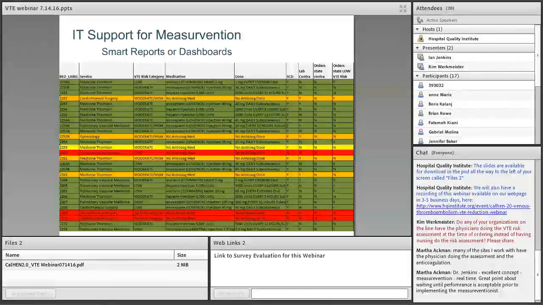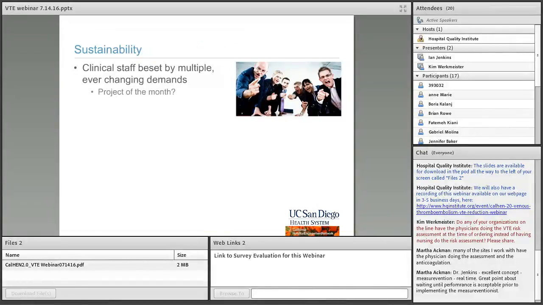Or the red patients. These people have nothing ordered, and that could be a sign that they're not properly protected against clots. So just having something this visual, or even a simple list of patients with anticoagulants next to it, really helps the measurementionist focus on their work and identify the people that need phone calls super fast. That saves a ton of time and makes this much more sustainable.